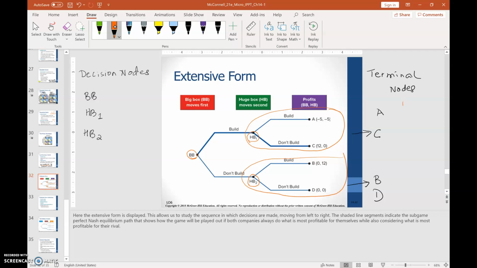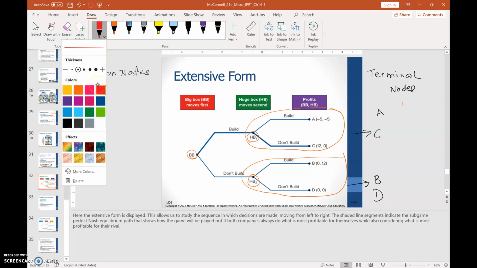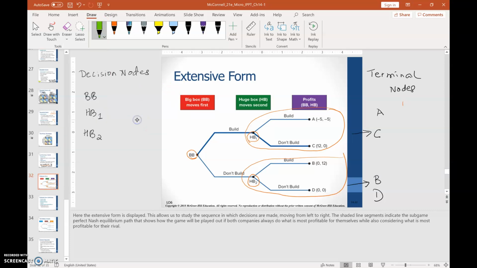Now let's start from the very end points of this game. Let's say Huge Box ends up at decision node HB1. It can choose between build or not build. At terminal node A, it has two options, either to build or to not build. So it's going to choose to not build because 0 is greater than negative 5. So this C is the solution to the first subgame.